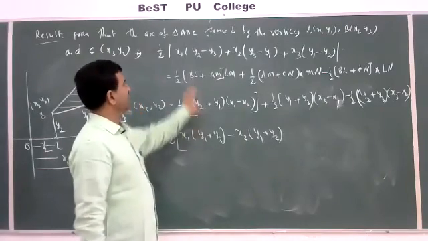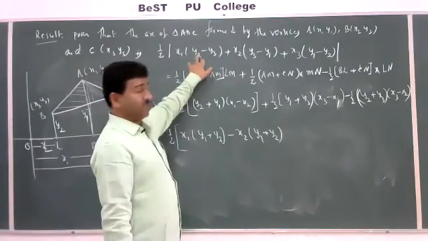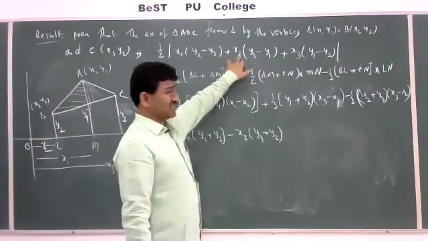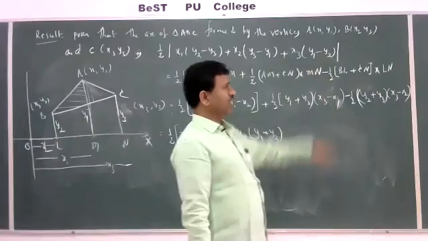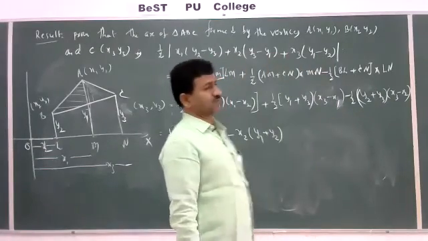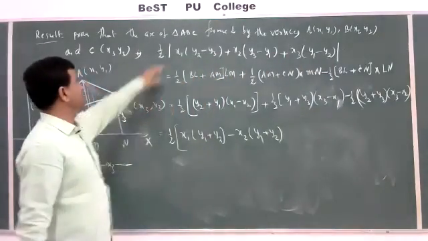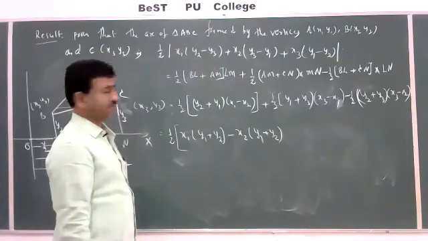So my target is to derive this formula, x1 into y2 minus y3 plus x2 into y3 minus y1 plus x3 into y1 minus of y2. Easy to remember this formula. If we write the formula in this way, easily you can remember it.